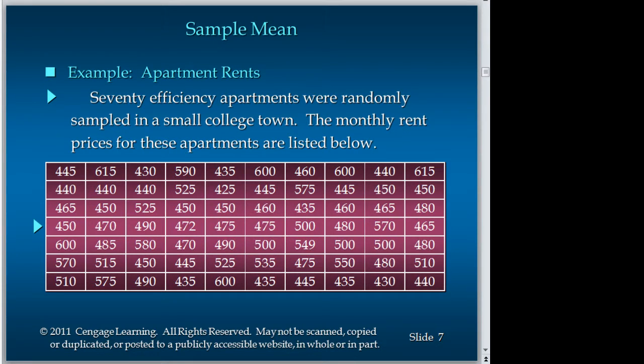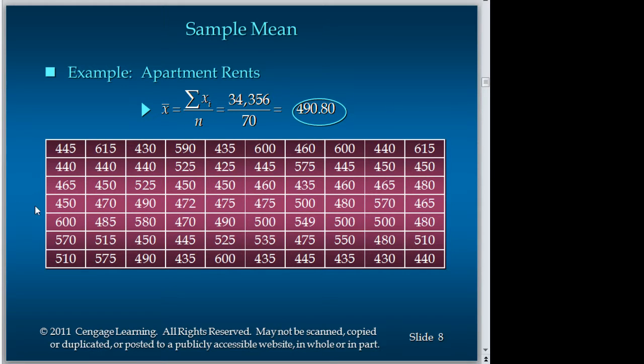So how do you find the mean? Well, you add all these numbers. If you add all these numbers, that becomes this number right there, 34,356. Divide that by the total number of data. How many data points do we have here? 70. So if you divide that, you get $490.80. So this is the mean value which represents this entire data set using a single number, right?